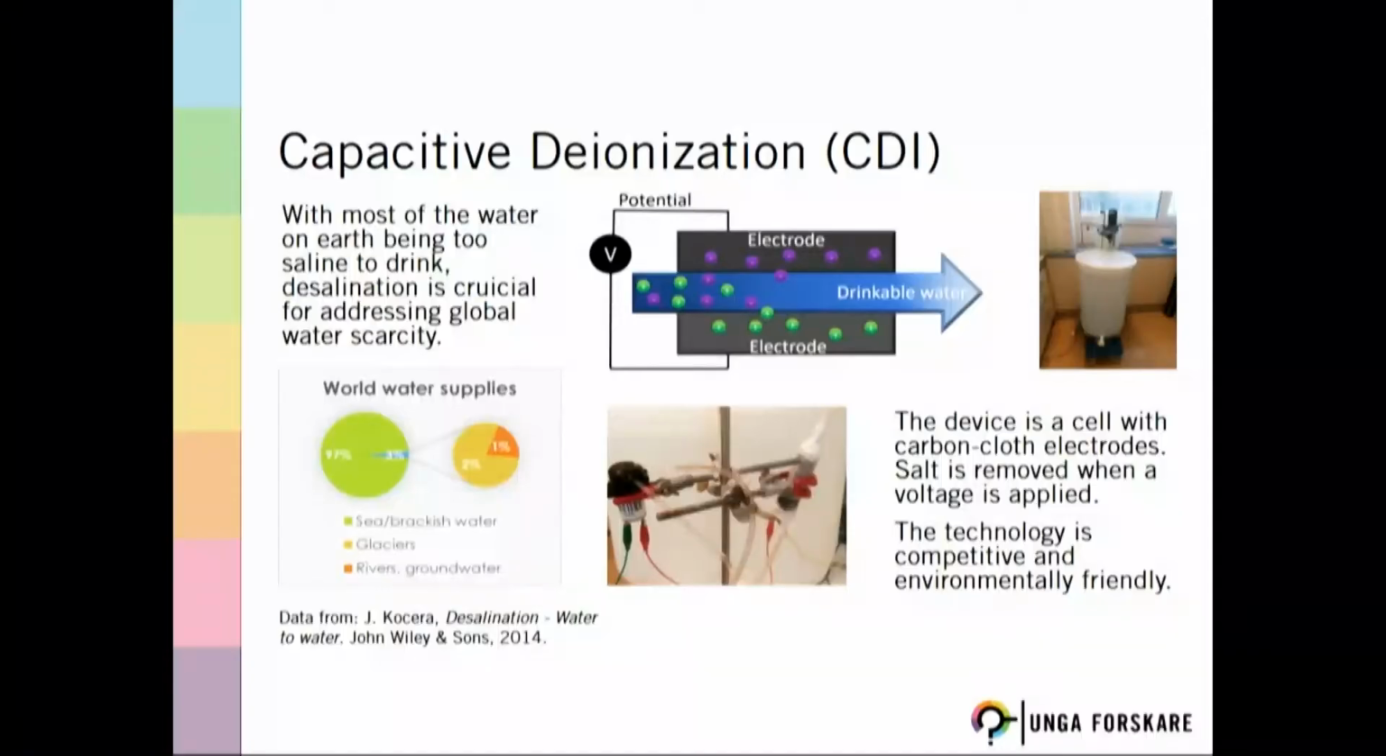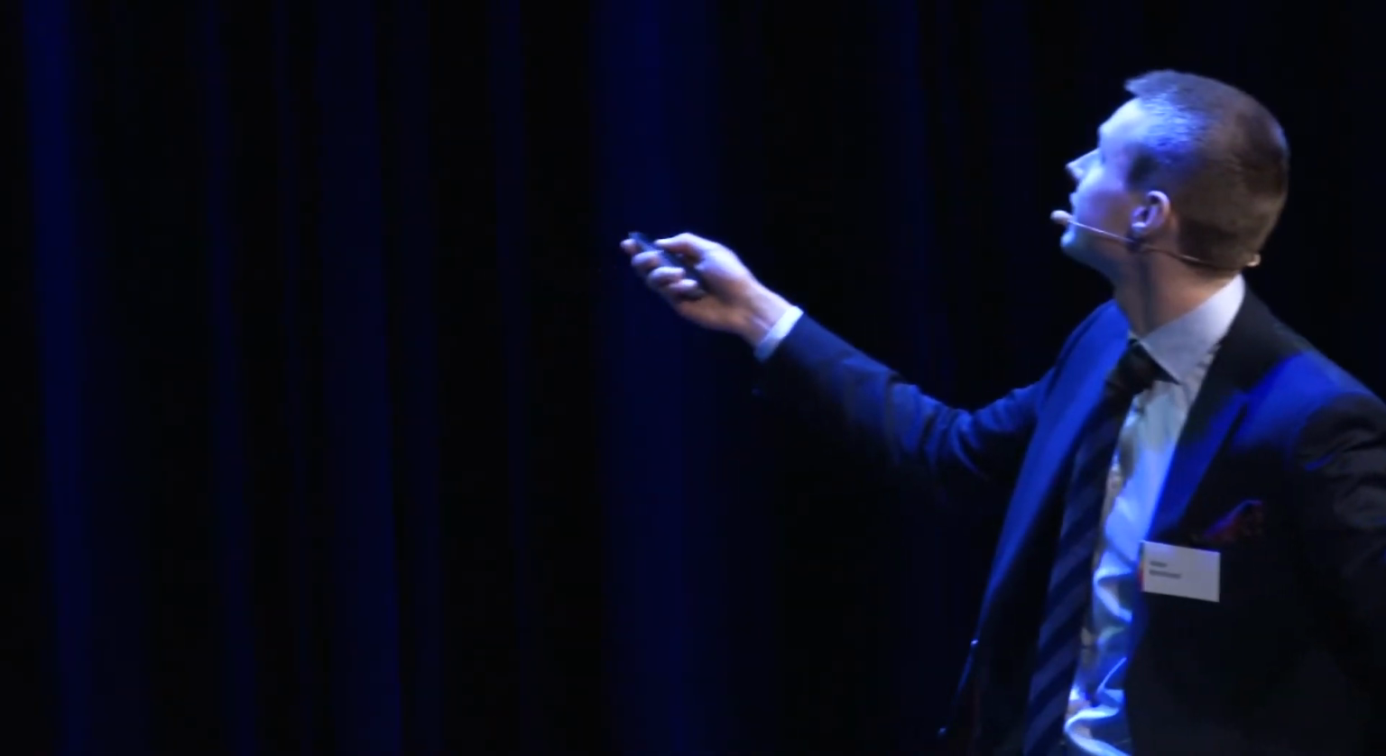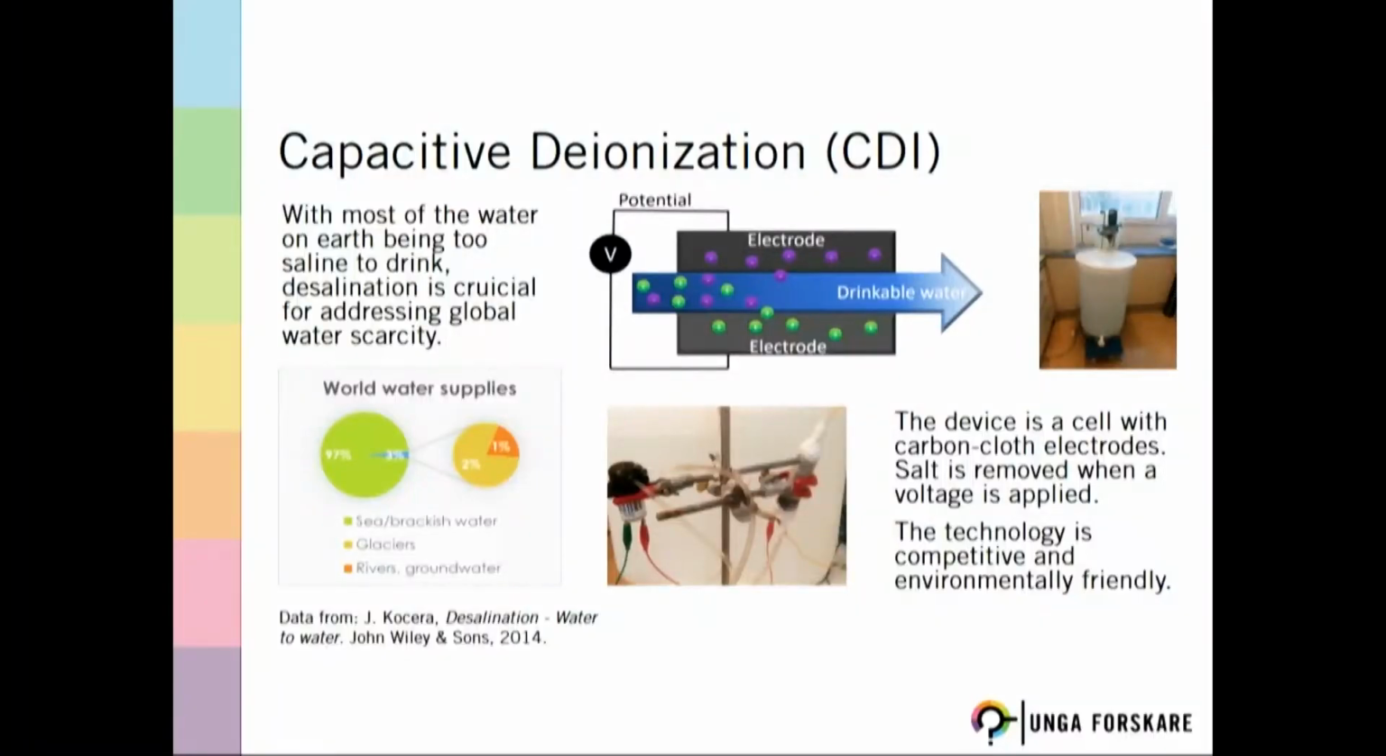So what we are working on is a technology called capacitive deionization. So it looks like this. And the idea is that we have two pieces of a carbon cloth, and you connect it to a power supply, a battery. So that causes an electric field, and we're pulling the ions out of the water. And that way, what comes out here is drinkable fresh water.